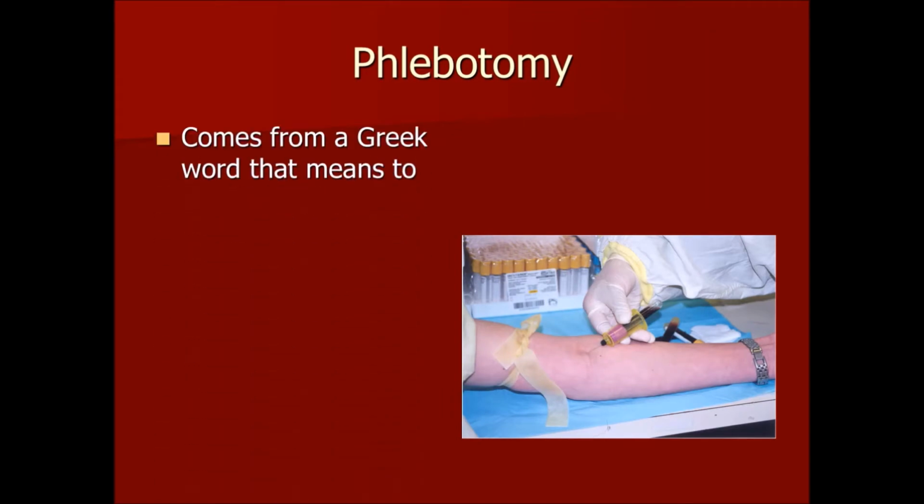All right, let's look at the word phlebotomy. Phlebotomy comes from a Greek word that means basically to cut a vein. If you look at the word phlebotomy, you have the first part of the word, phleb, which means vein, and of course otomy means to cut. So literally this means to cut a vein. This is where we get the word phlebotomy.